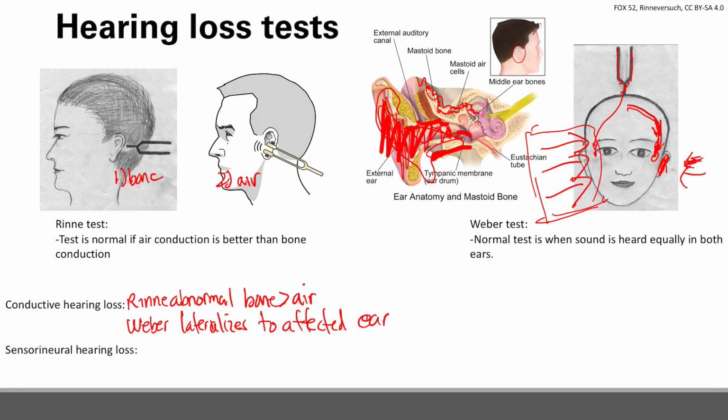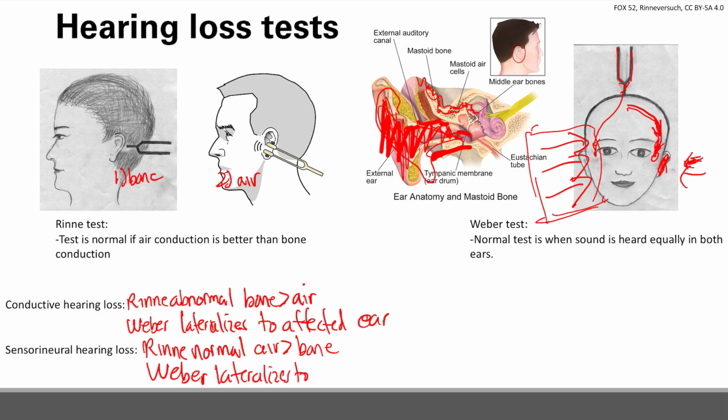What will happen to the Rinne test? Remember, Rinne test tells you if there's something wrong with the outer ear. Is there anything wrong with the outer ear? There's nothing wrong with the outer ear, so Rinne test will be normal. Okay, that means that air will conduct better than bone. So after you take that tuning fork off the bone and put it near the ear, they're going to hear that sound again. How about the Weber test? Which ear will the sound lateralize to?